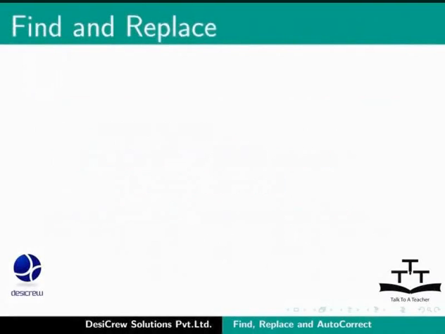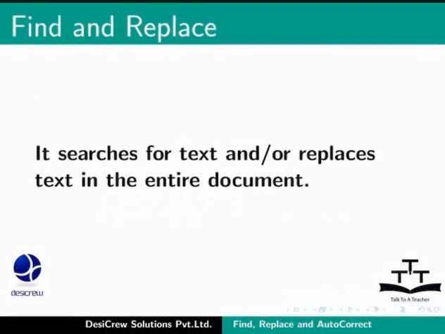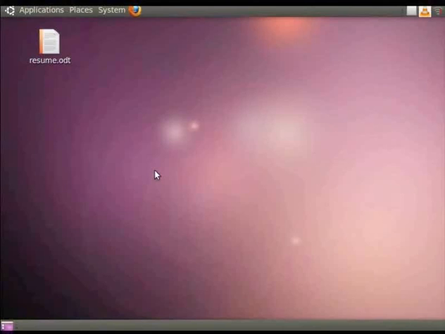Now let us start by learning about the Find and Replace button in the Writer. It searches for text and/or replaces text in the entire document. Let us learn more about it through an example. So first open our resume.odt file.